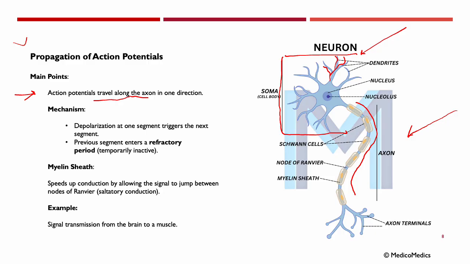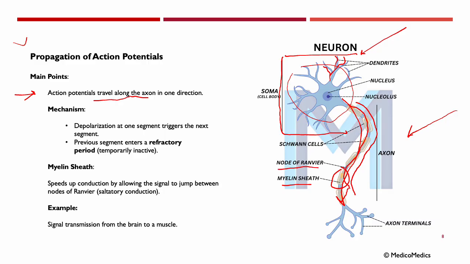Then we have the axon. This is the long extension that transmits signals away from the cell body, so in this direction. We have something called the myelin sheath. This is a fatty layer, as you can see here illustrated in this yellowish color, that speeds up signal transmission.